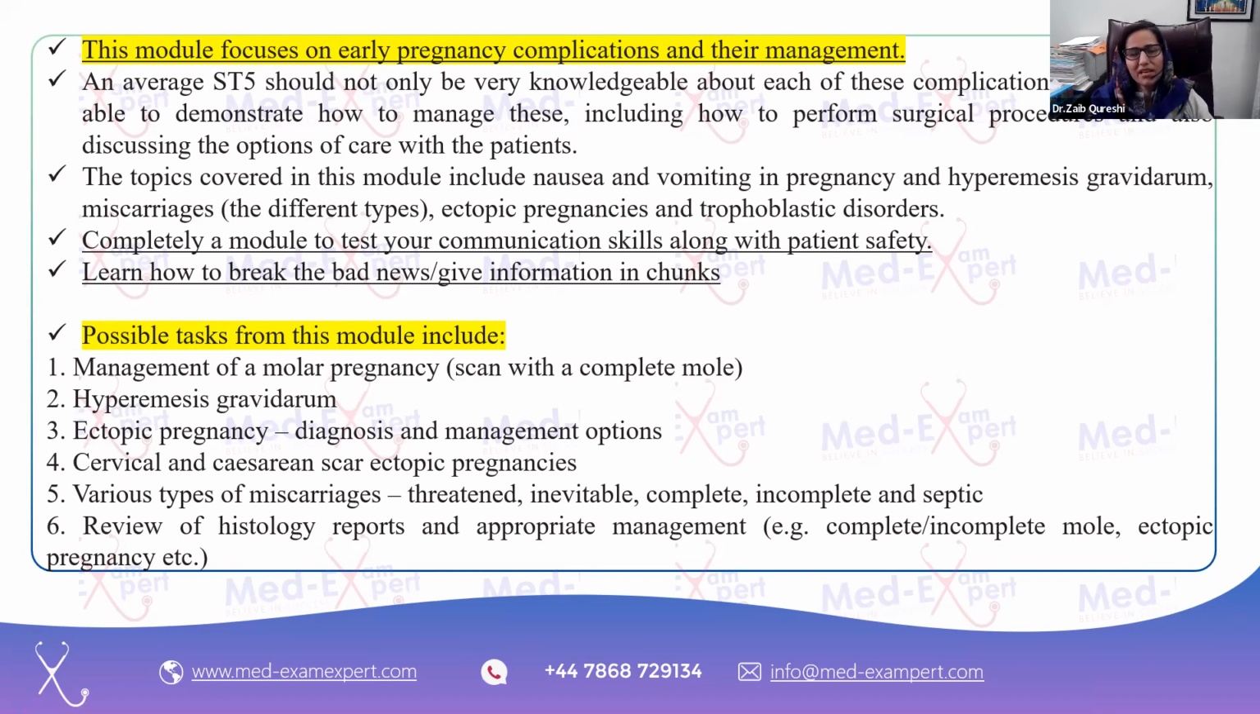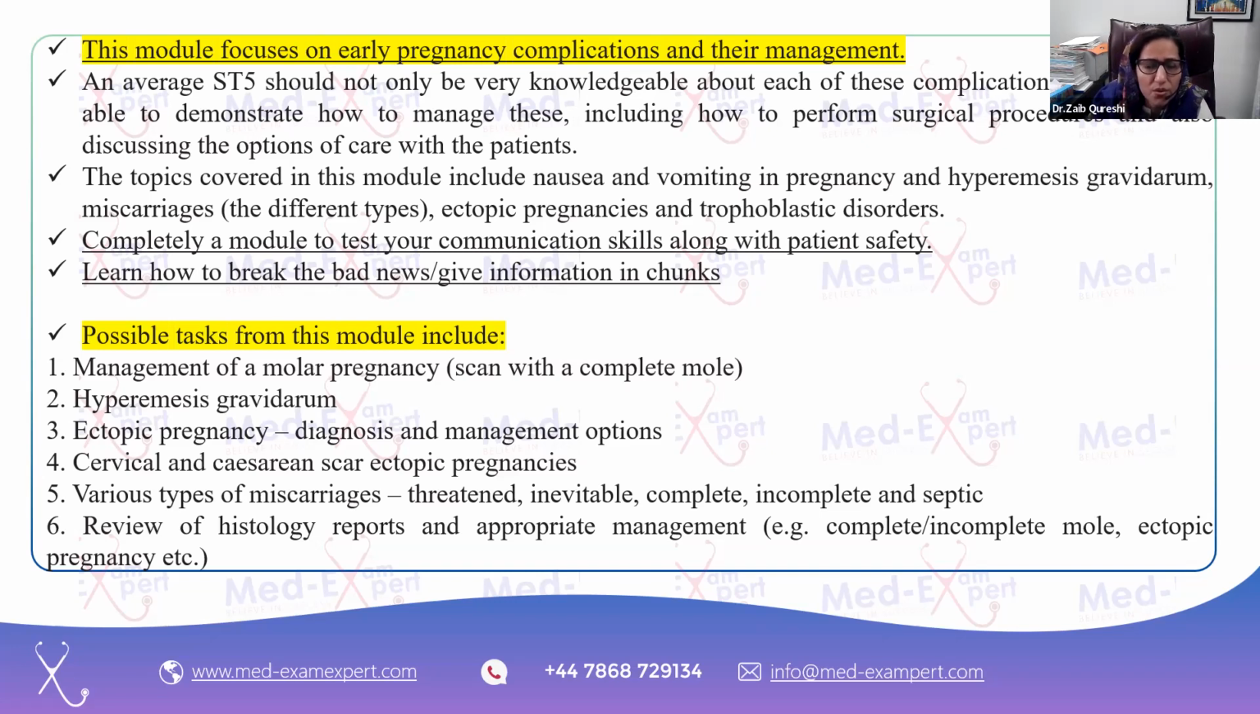Okay, so breaking the bad news. This is going to be the critical thing in this module. You have to be expecting a difficult patient. You have to be expecting a crying woman. You have to be expecting a lot of emotions, of course. And this is going to be your exam: how you deal with this woman, how you bring her to the point where she is ready to listen to you, how she is ready to take the advice or the management. And by the end of the consultation, of course, she has to take some decision about how she is going to be managed.